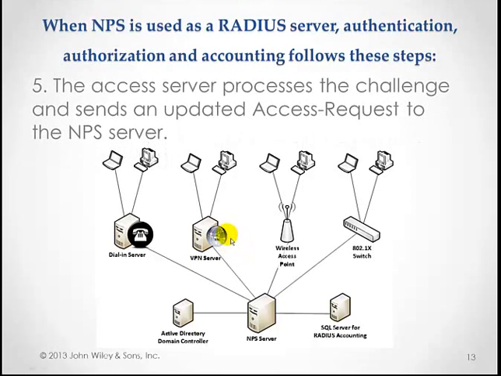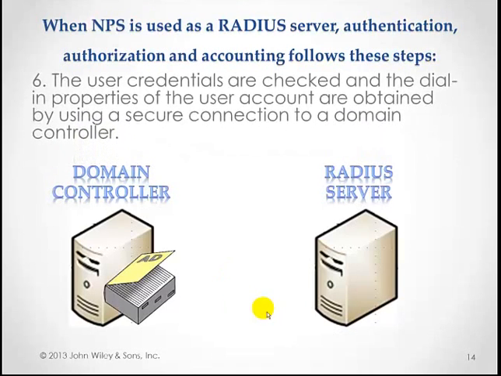The access server is going to process the challenge and send an updated access request to the NPS server. Now at this stage, we've met the challenge. We've got an updated access request. What does the NPS server do next? Well, it's going to check the user credentials, and it's going to check the dial-in properties of the user account. And these are going to be obtained by using a secure connection to a domain controller.